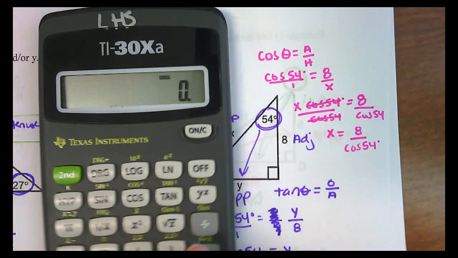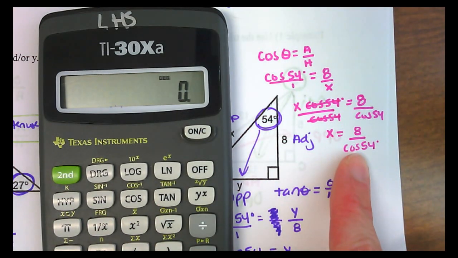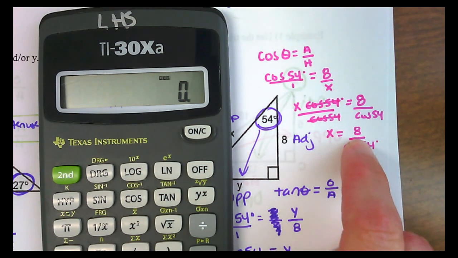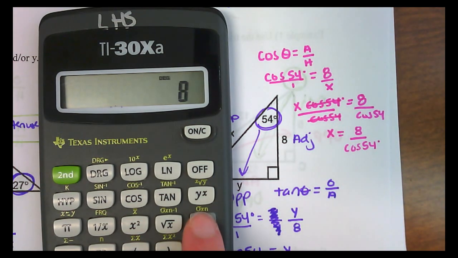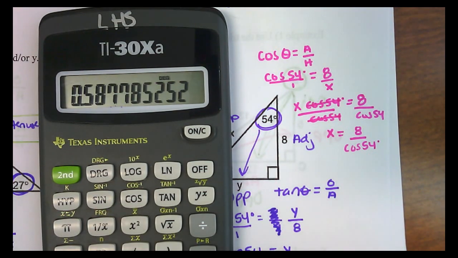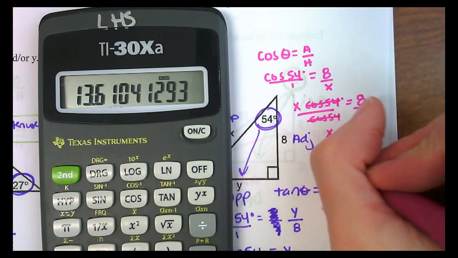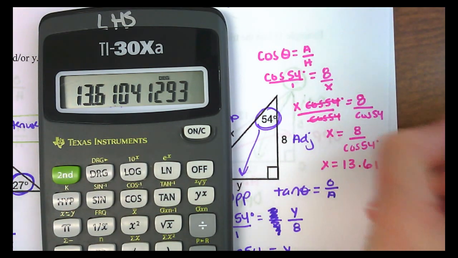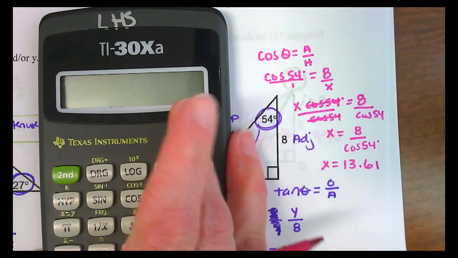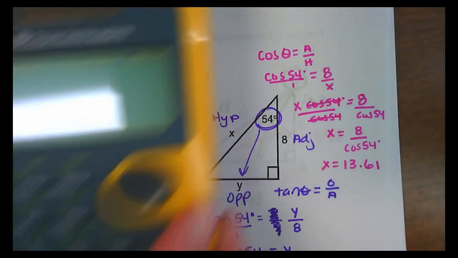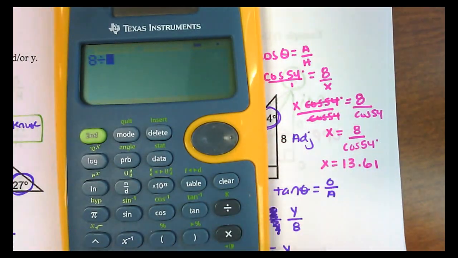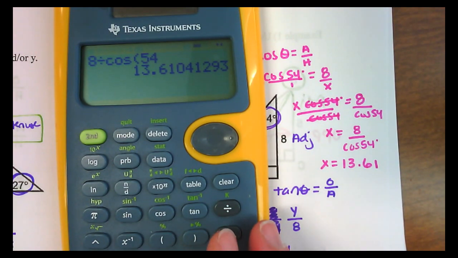So in my calculator, it is not going to let me type this in as a fraction. I have to remember that that fraction bar means divide. So 8 divided by 54 cosine equals. So x is equal to 13.61. In my other calculator, I could do 8 divided by the cosine of 54 and get the same answer.